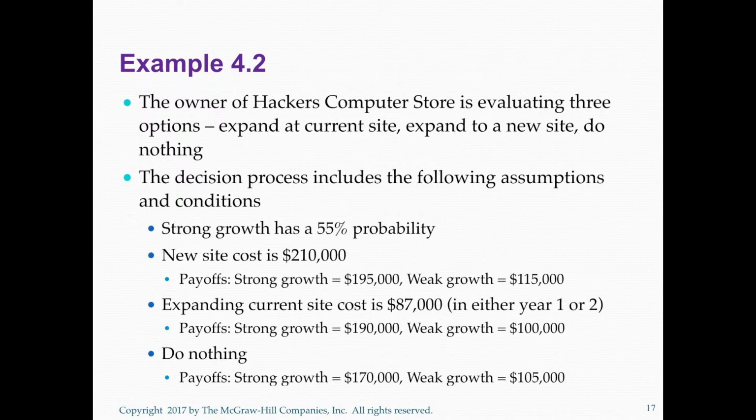New site cost is $210,000. We also know about the payoffs from new site cost. We will have payoffs just in the case of a strong growth, which is $195,000, and weak growth, which is $115,000. Expanding current site cost is $87,000 in either year 1 or 2. Payoffs of the strong growth is $190,000 and weak growth is $100,000. The payoffs of the do nothing in the case of a strong growth is $170,000. For the weak growth it is $105,000.